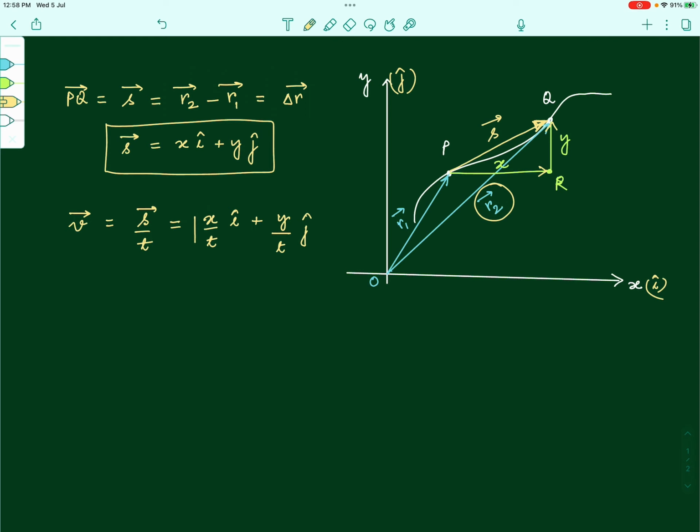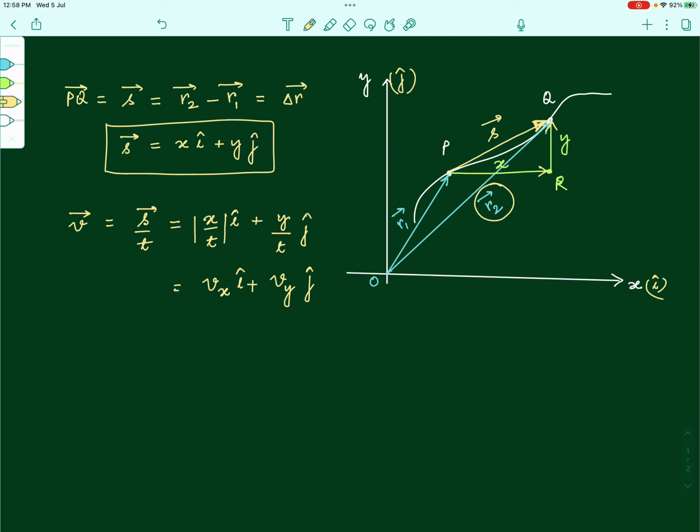x by t will give us the rate at which the x displacement is covered, so we can call it the average velocity along the x-axis, and y by t will give us the rate at which the y displacement is covered, so we can call it Vy, the average velocity along the y direction, into j cap.